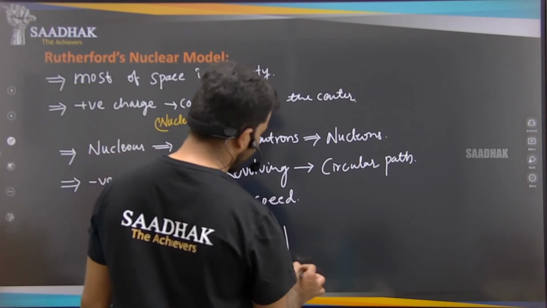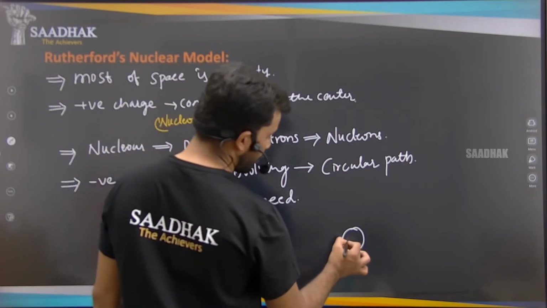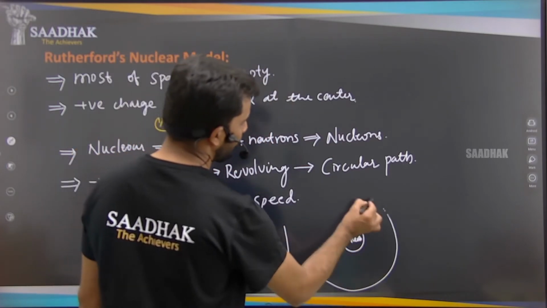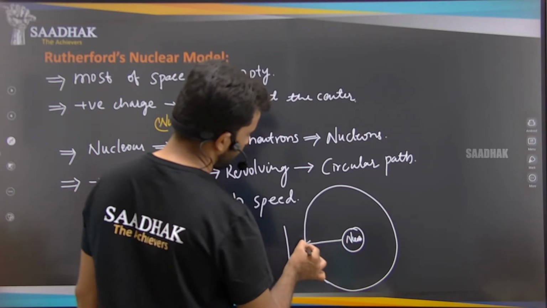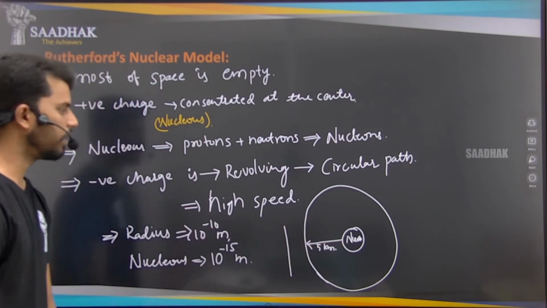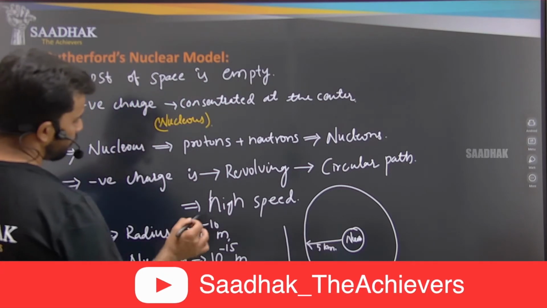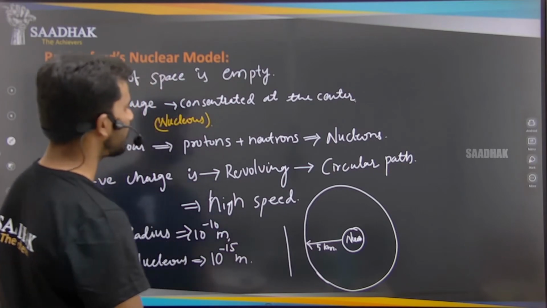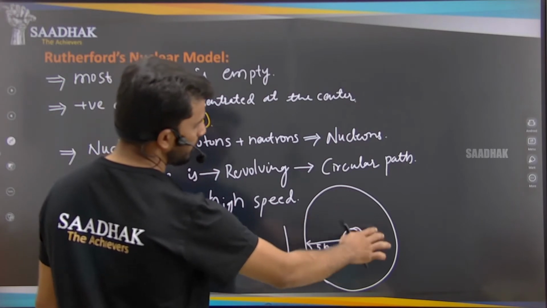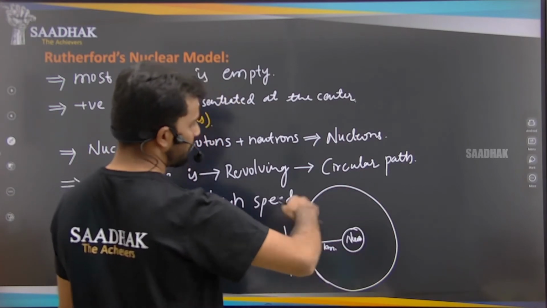So if you take an example, if you take a cricket ball of this size, and this is our nucleus, then the radius of the atom will be around 5 kilometers distant from this nucleus. So that much big will be the atom compared to the nucleus. The difference between the radius of the nucleus and the atom is very huge. So he's saying that most of the space in the atom is empty, the nucleus is having the positive charge, and the electrons are revolving around it with very high speed.